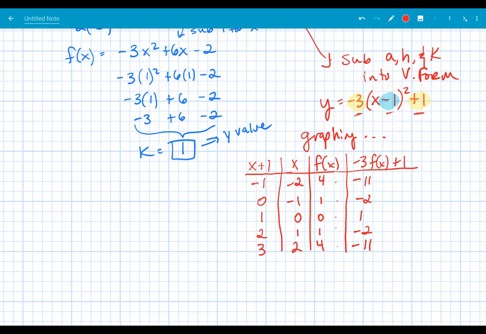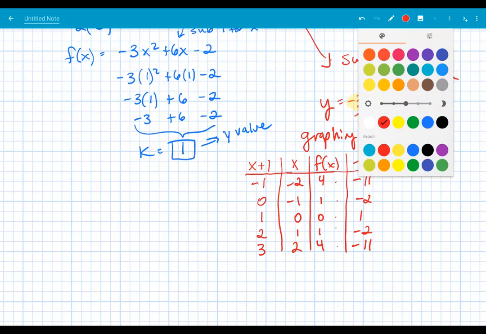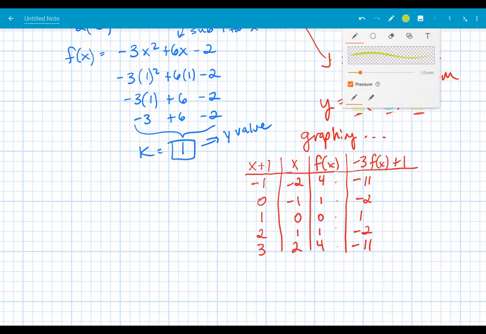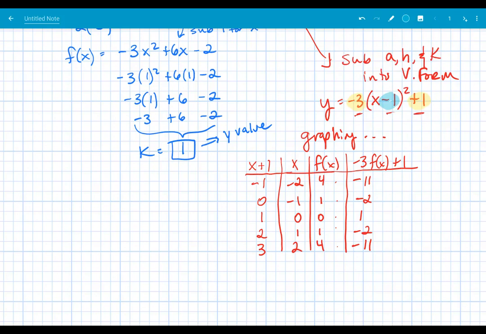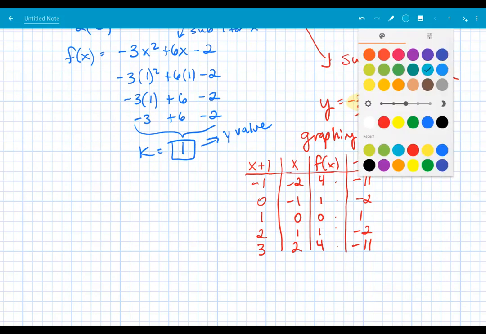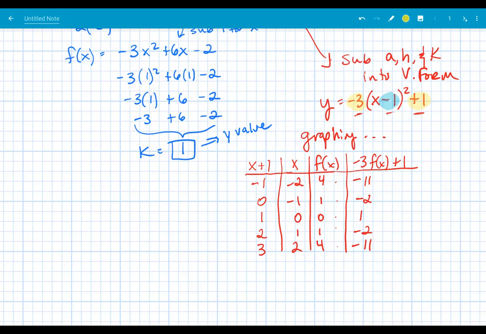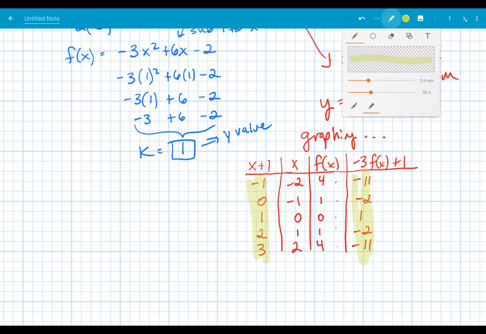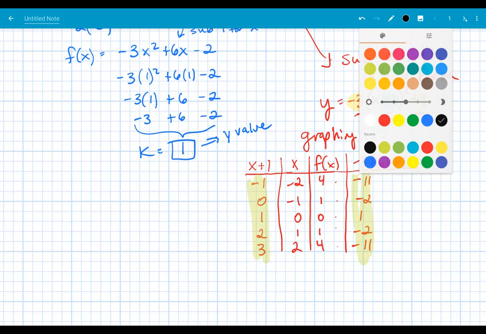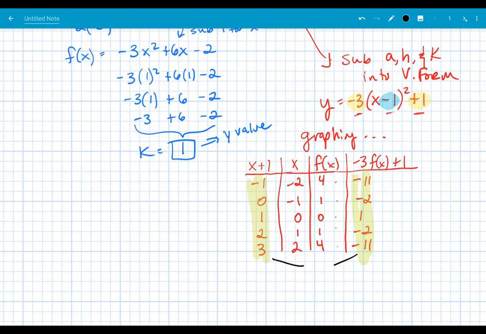So these are the points now I need to graph. It's an ugly green. So being that I've changed the x's and the y's, these new y's and these new x's are going to represent my new function that I'm going to graph. So we're finally there. These are the coordinates I'm going to graph.